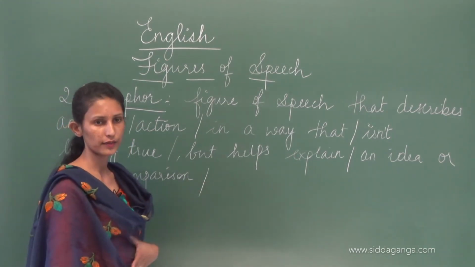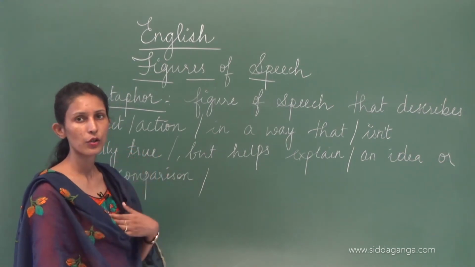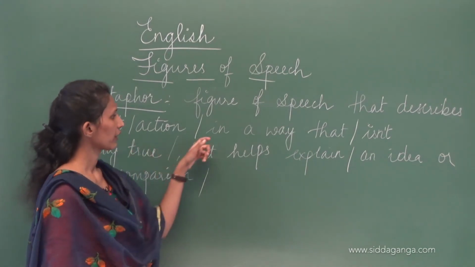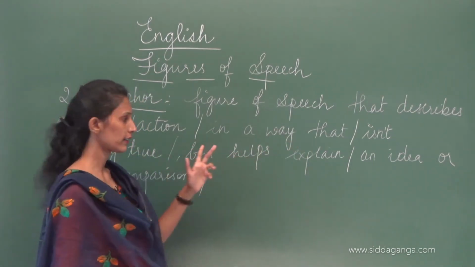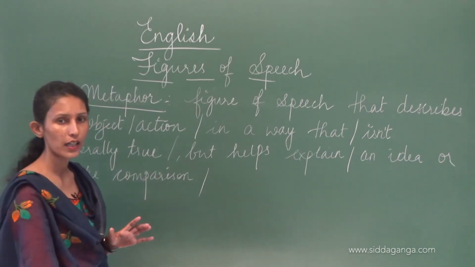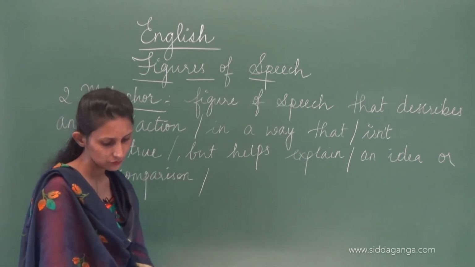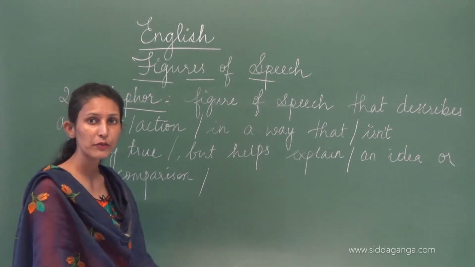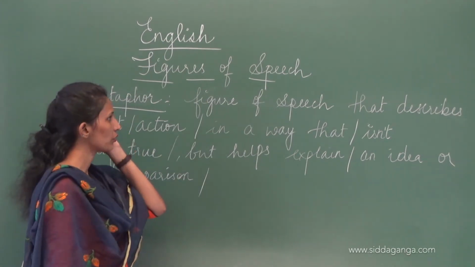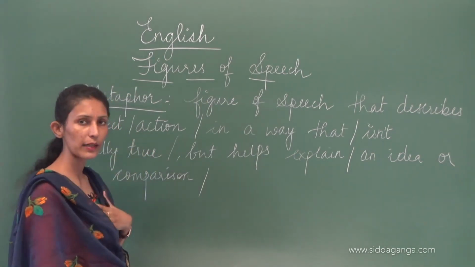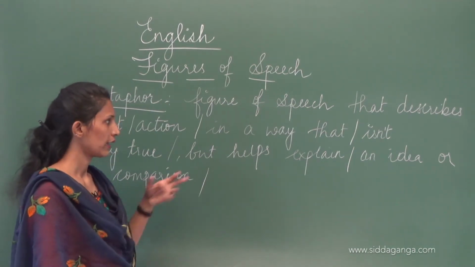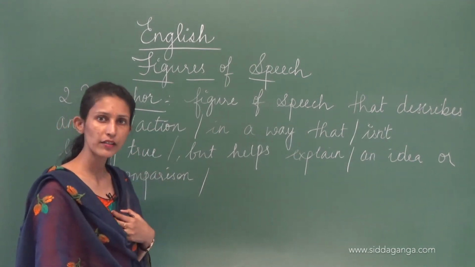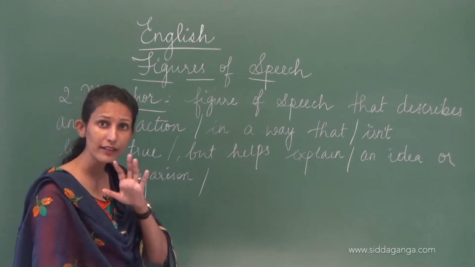Now any action that you do, dancing, table, bench, teaching, singing, object or action verbs that are there, in a way that isn't literally true. Now if I take an example like this, his heart is of gold, his heart is made of gold. Now figure of speech, we are describing something here, that in a way isn't literally true. Now can somebody's heart be made of gold? No, it is not literally true.